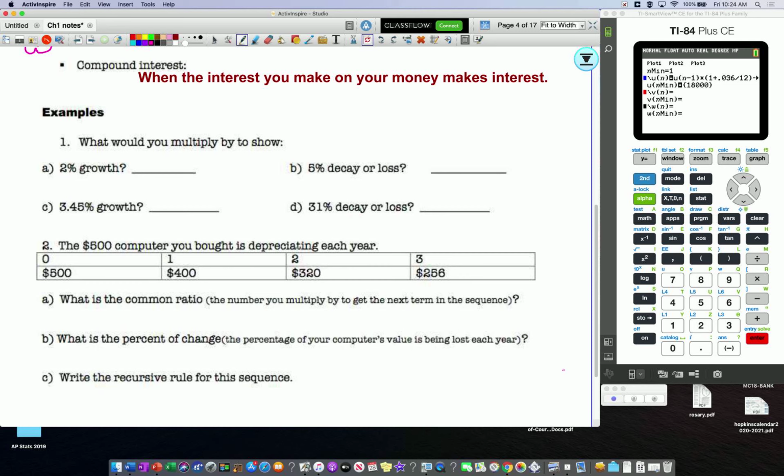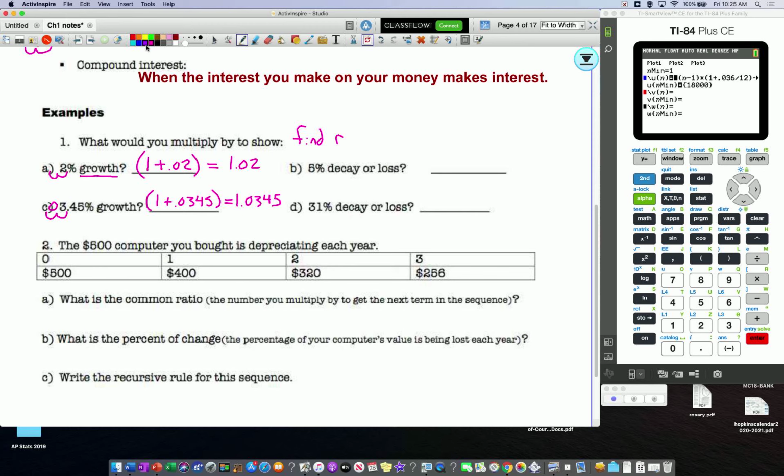So number 1 here is exactly what we were just doing before, talking about compounding interest. It says, what would you multiply by to show this? So really what I'm asking you to do here is simply find the R value. So 2% growth. Since it says growth, that means plus. So I'm taking 1 plus 2% as a decimal. Remember, move it over 2 spots, 1 plus 0.02, and I'm completely fine if you leave it like that, or if you write 1.02, I'm fine with that also. If I do the second one, growth again, move the decimal over 2 spots. So if you write it as 1 plus 0.0345, that's just fine. Or if you wrote 1.0345, that works for me too.